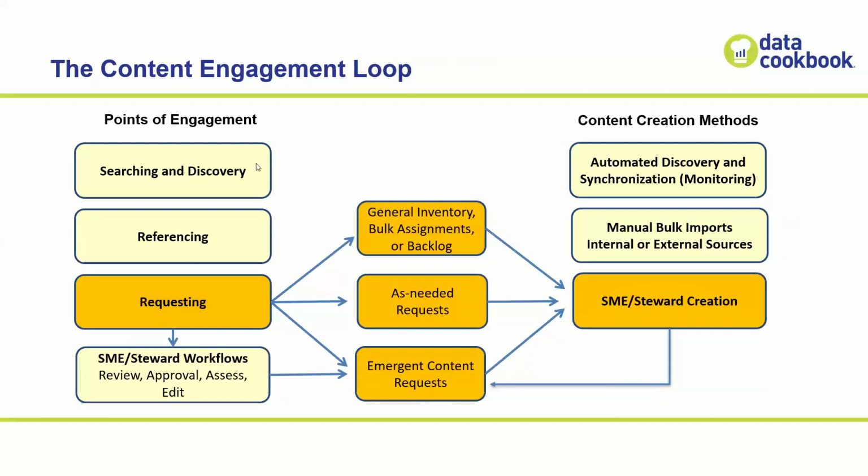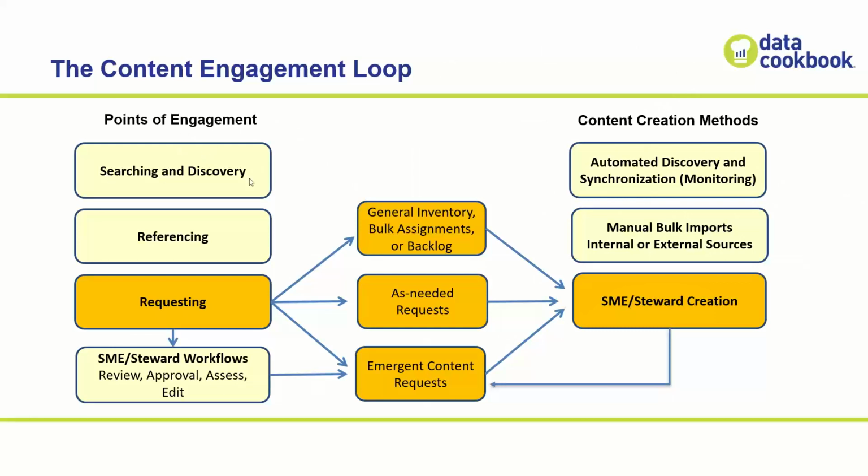So this is what we call the content engagement loop. All right, so you've got your content creation methods, things like automated discovery and synchronization of stuff that's been created, and manual bulk imports from internal and external sources where you're bringing things in. Obviously, you want to do that wherever you've got that content and it's easy to do.